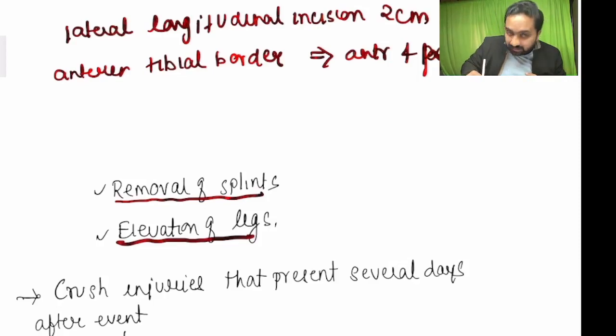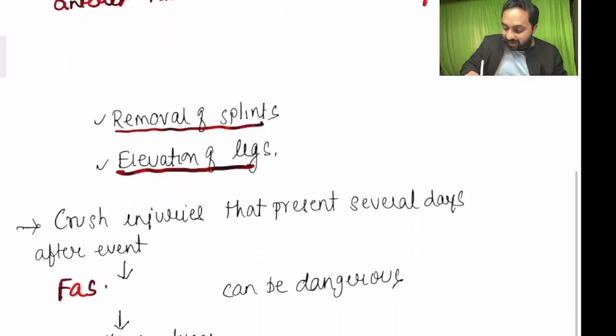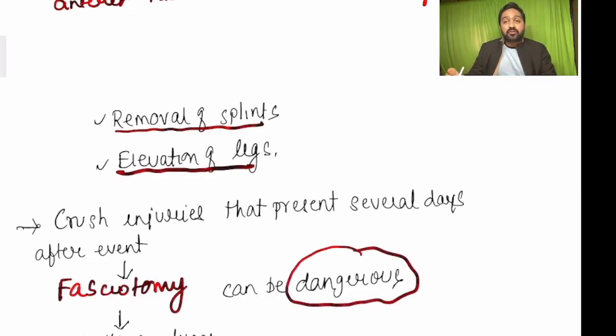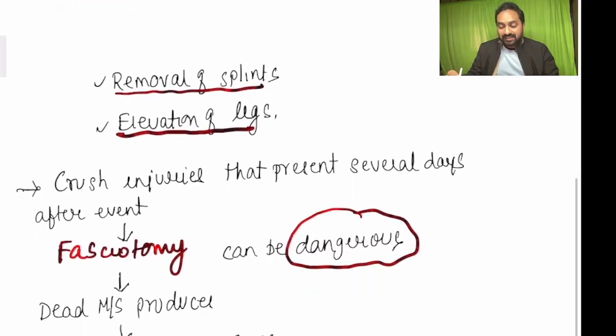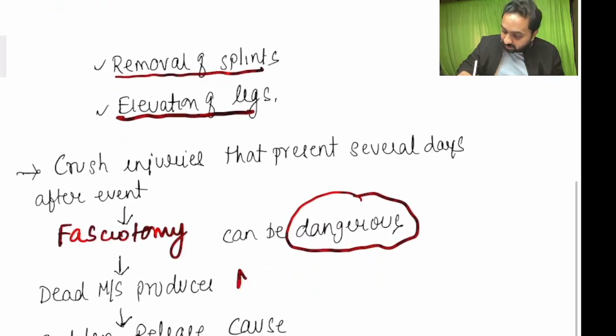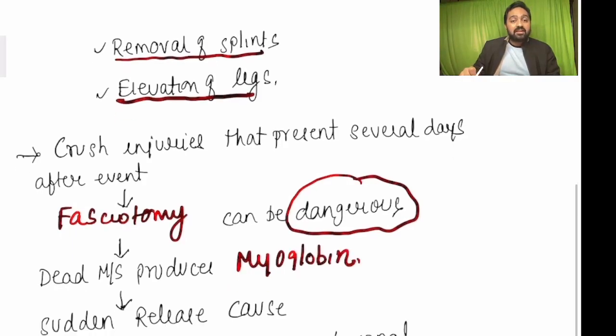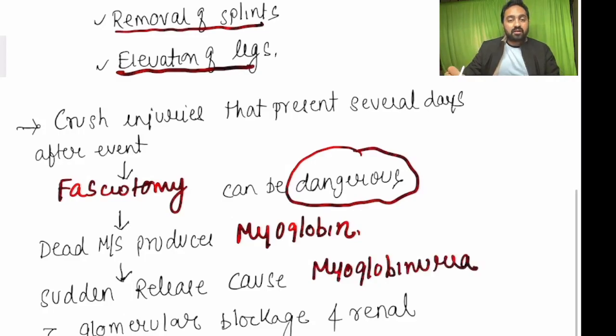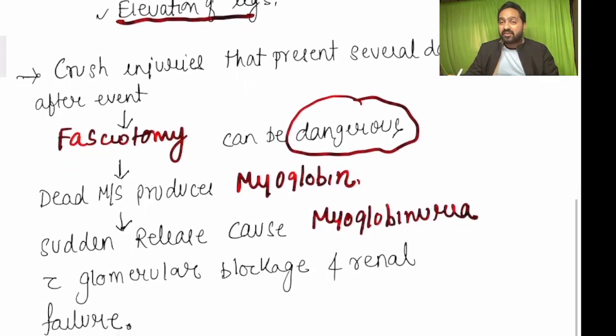So fasciotomy in such patients can actually be dangerous, right? So it is dangerous to do a fasciotomy over here. Why is it dangerous? Because these dead muscles produce myoglobin, which causes sudden release and causes myoglobinuria with glomerular blockage and renal failure.